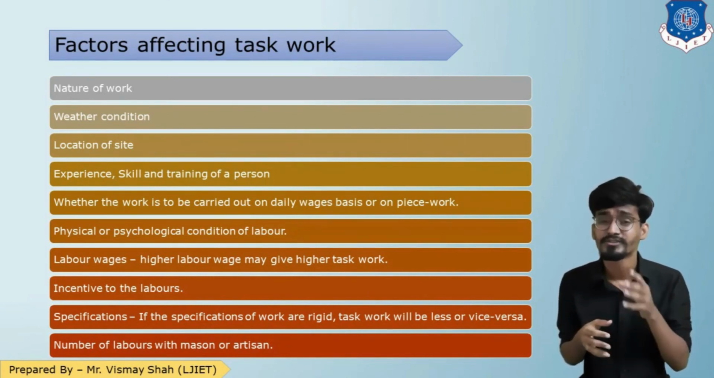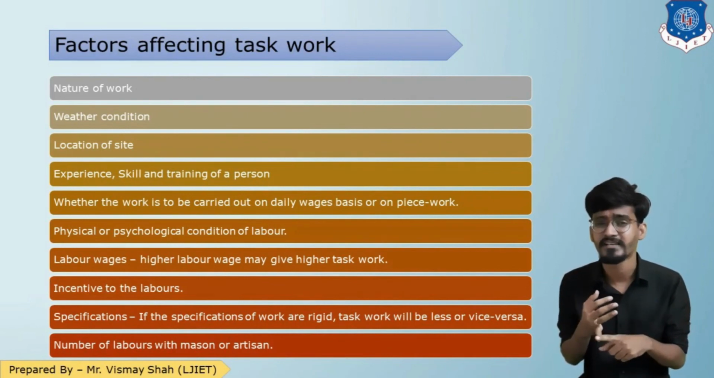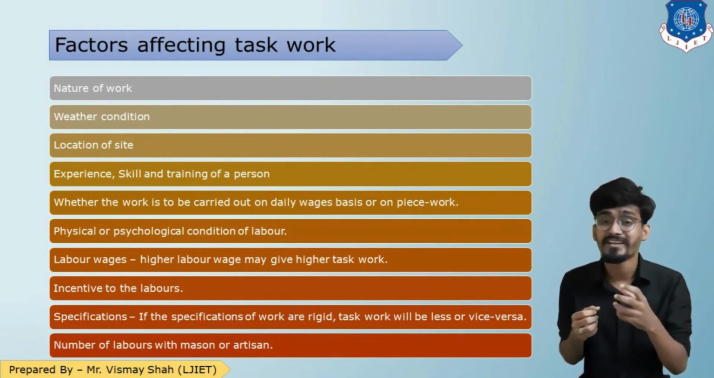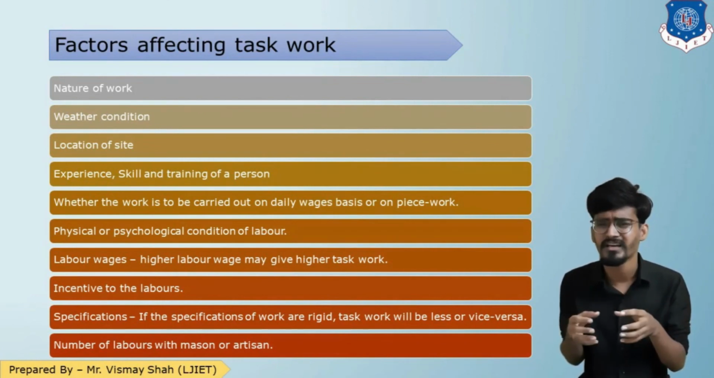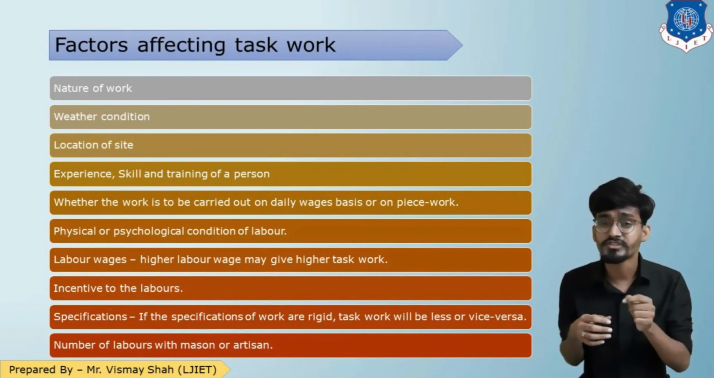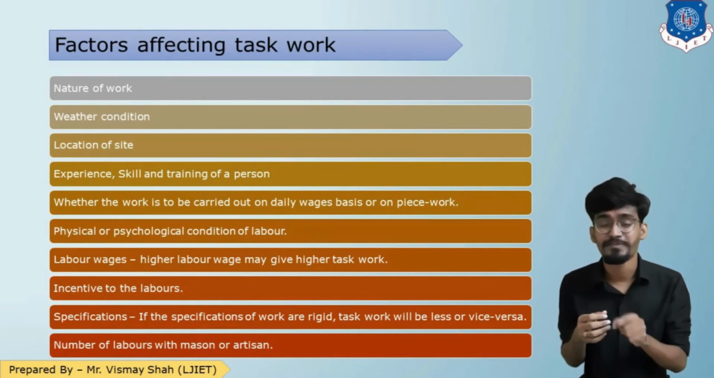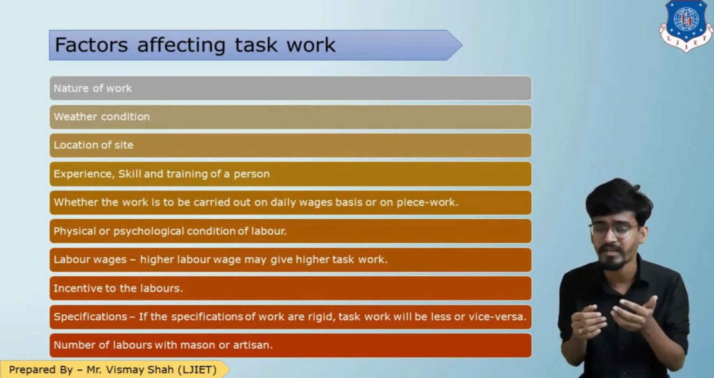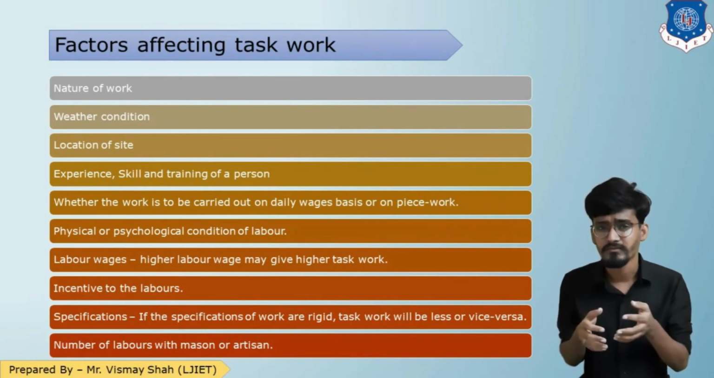Incentive to the laborers. Students, these are non-monetary benefits, such as approval of listening to music on site, or providing a charging facility where they are working. These kinds of minor incentives boost the morale of the labor and they work with higher task work or higher productivity. The next is specification. Again, the more rigid the specification, the more finishing and accuracy it will require from the labor, so the lower the task work.